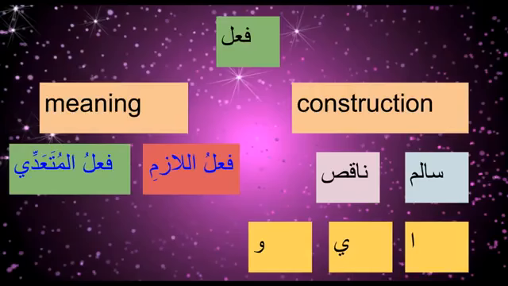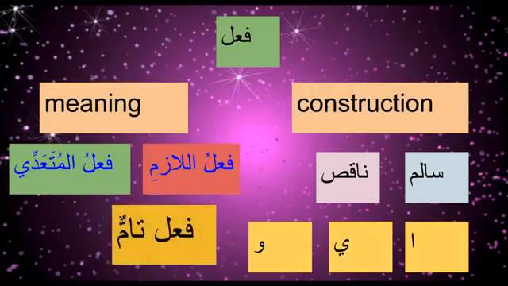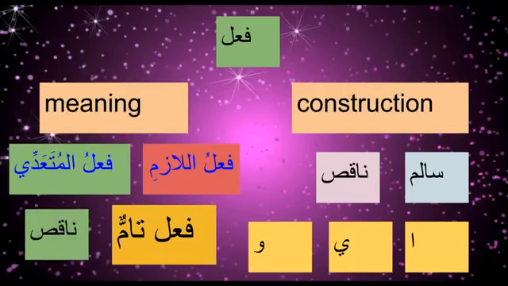But both fa'il muta'addi and fa'il lazim can make complete sense on their own. For example, if you say he read, reading is a complete action, but it needs an object: he read what? And he sat. But certain verbs are deficient in the basic meaning, and those are called naqis again. So there are two types: one in construction, which has the weak letters, and the other where the meaning is also deficient.